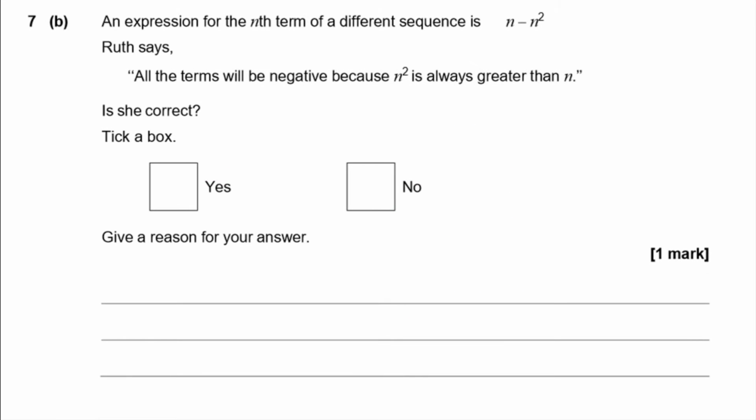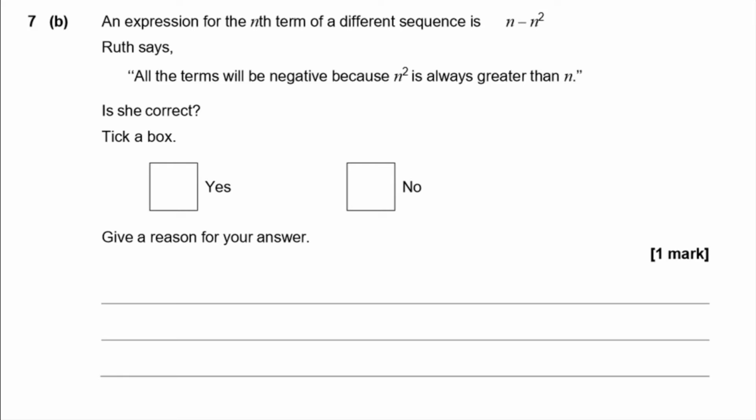Question 7b. An expression for the nth term of a different sequence is n minus n squared. Ruth says all of the terms will be negative because n squared is always greater than n. Is she correct? Tick a box. Well, she's almost always correct, apart from when n is 1, I guess.